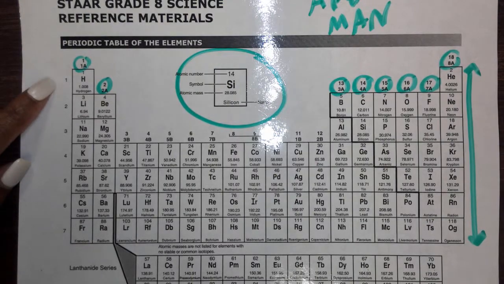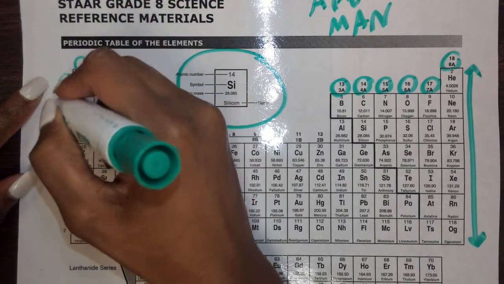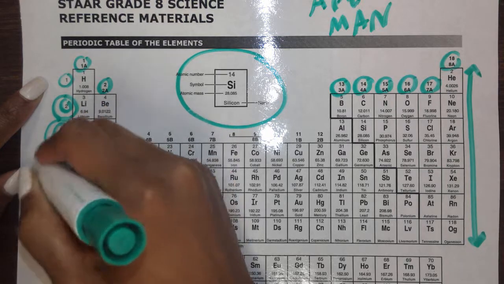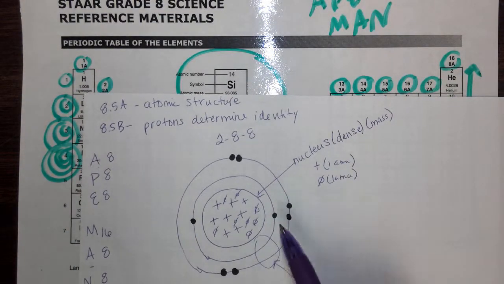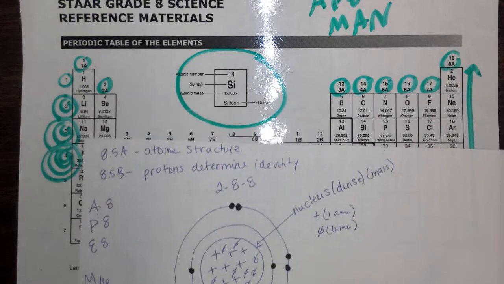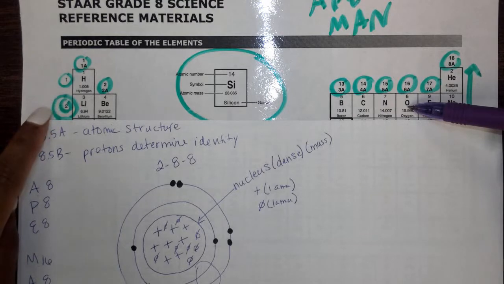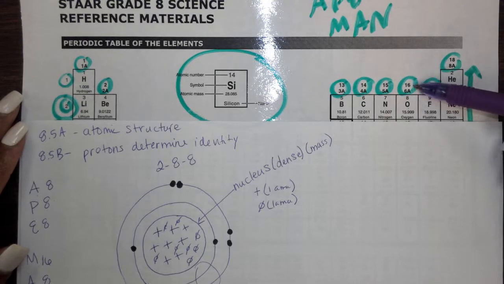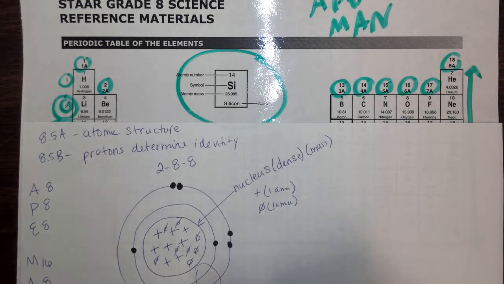The period number is going to tell us how many shells the element has. So for instance, this one has 1, this one has 2 shells around the nucleus, this one has 3, 4, so on and so forth. So let's go back to oxygen. Oxygen has 2 shells around its nucleus, and there is oxygen right here, and you can see that it's in period 2. Oxygen is in group 6 right here, and it has 6 valence electrons. 1, 2, 3, 4, 5, 6.